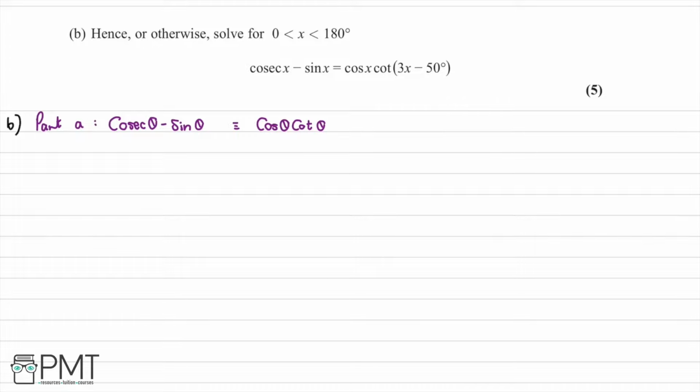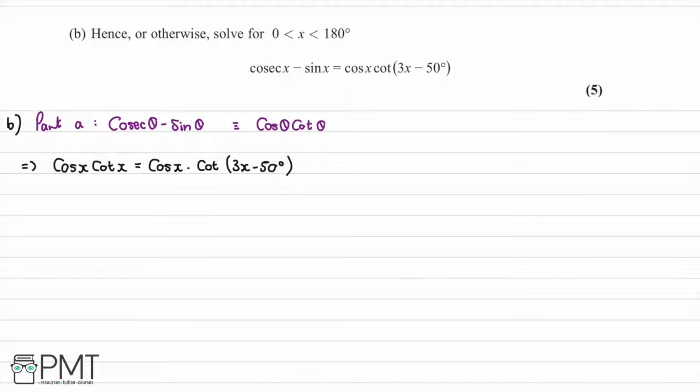So therefore, we can use part A and we can say that cos of x multiplied by cot of x is going to be equal to, so effectively we are given here this left hand side and we know that is equal to this, and then this is good because we have a cos on either side, which means we'll be able to cancel them out. So we can say that cos of x multiplied by cot of x is going to be equal to cos of x multiplied by cot of 3x minus 50.